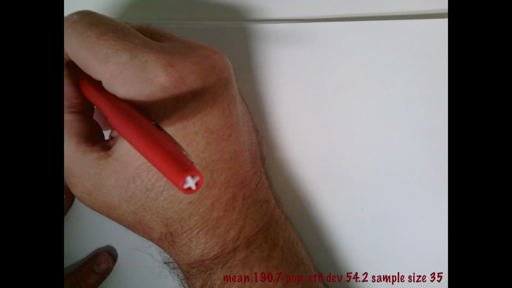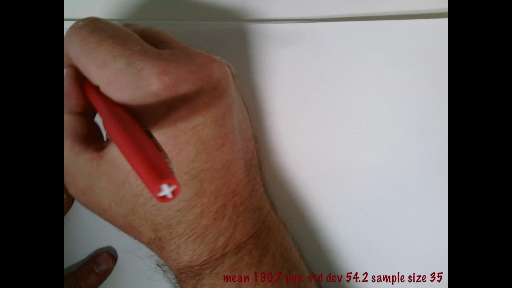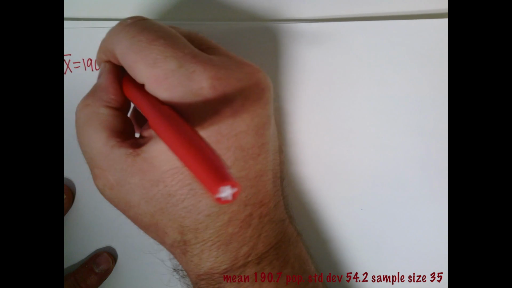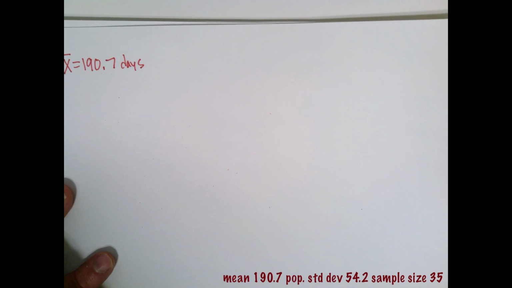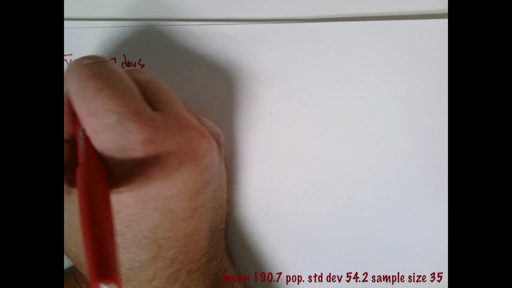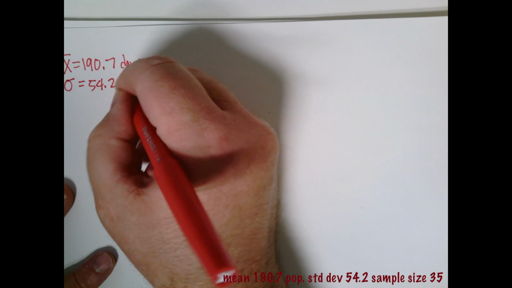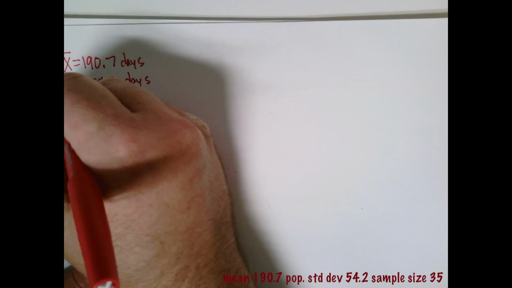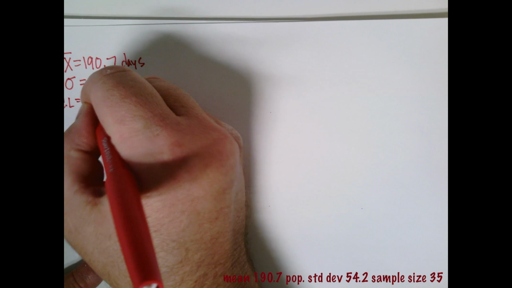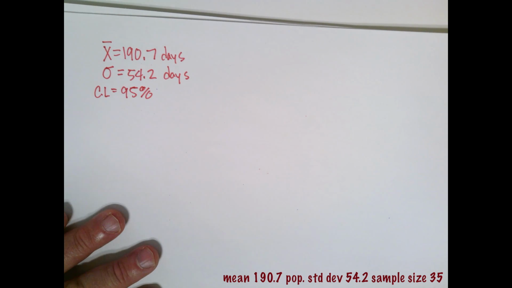Alright, so let's go through this again. The sample mean is 190.7 days, and the population standard deviation is 54.2 days. Okay, and our confidence level is 95%. So that's where we start.